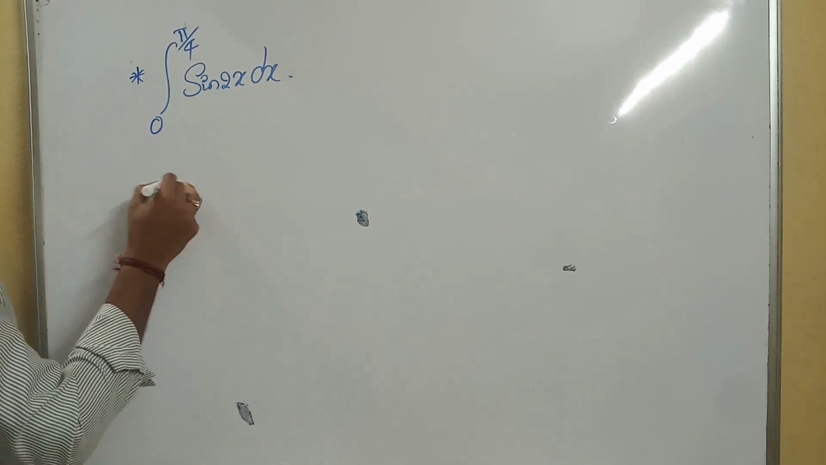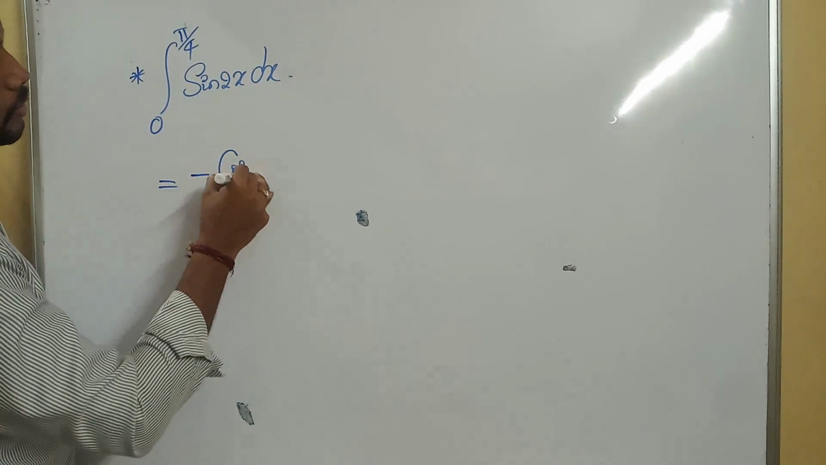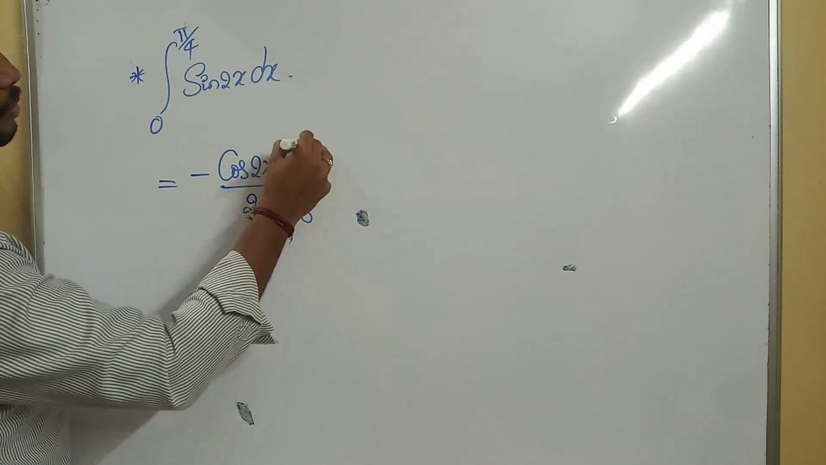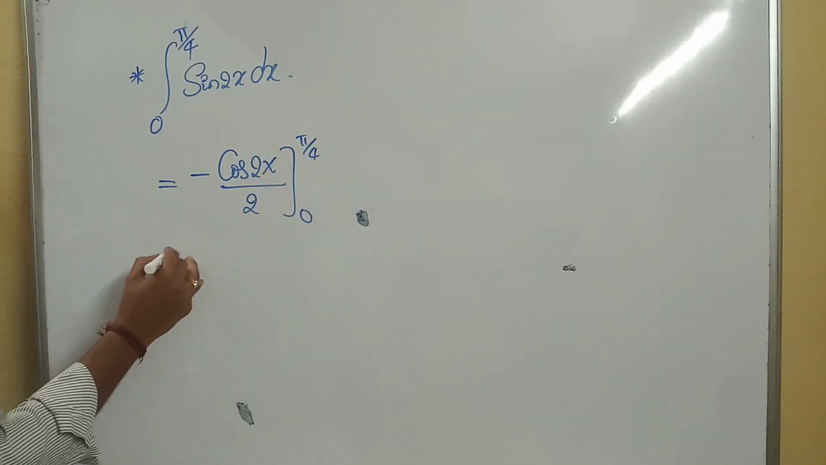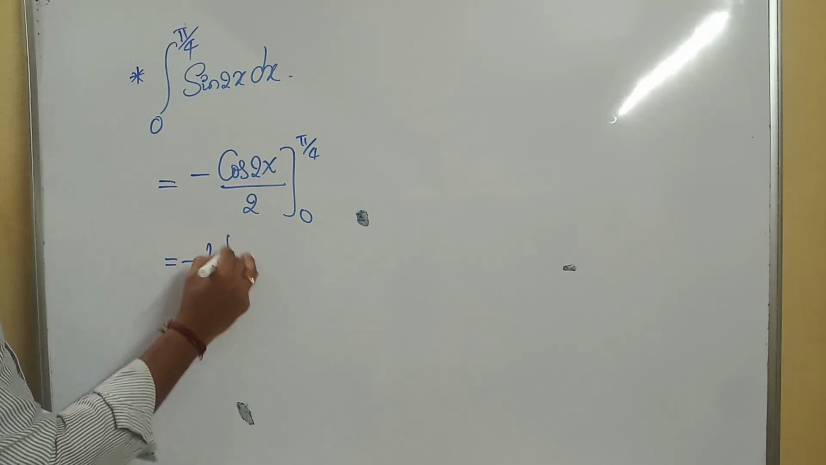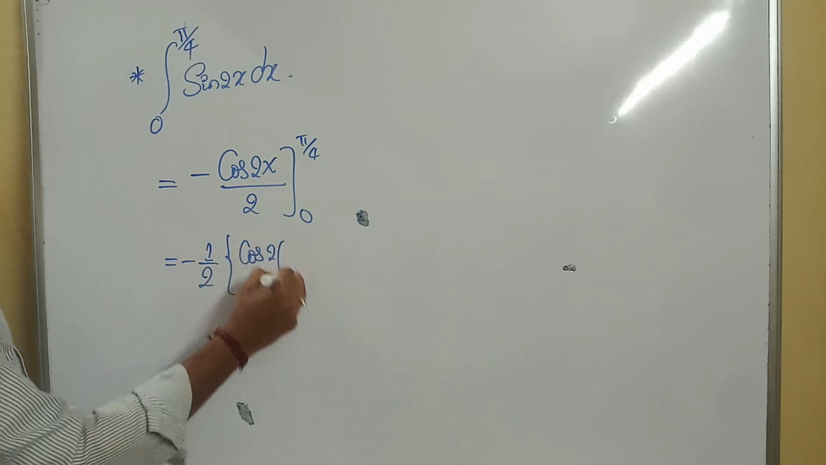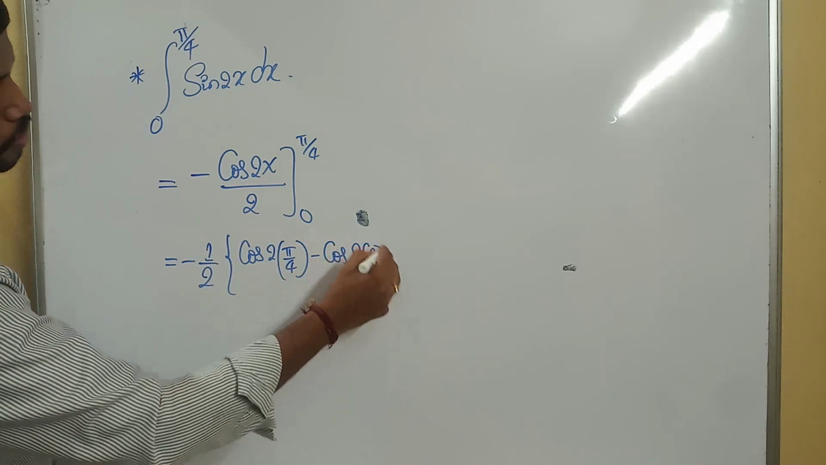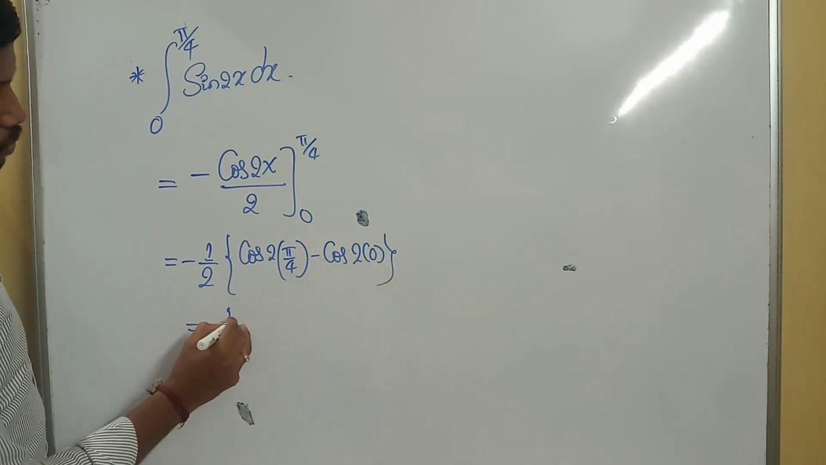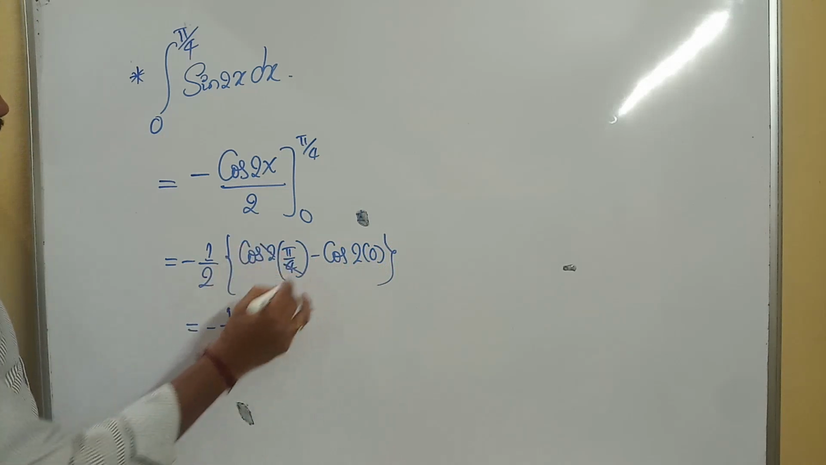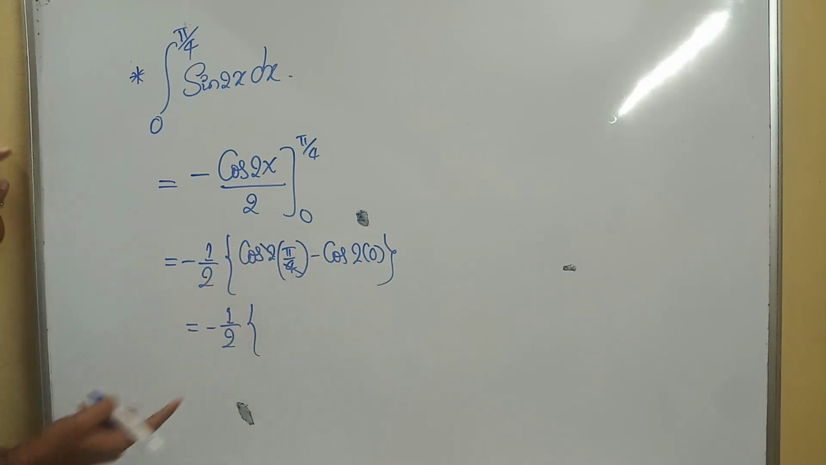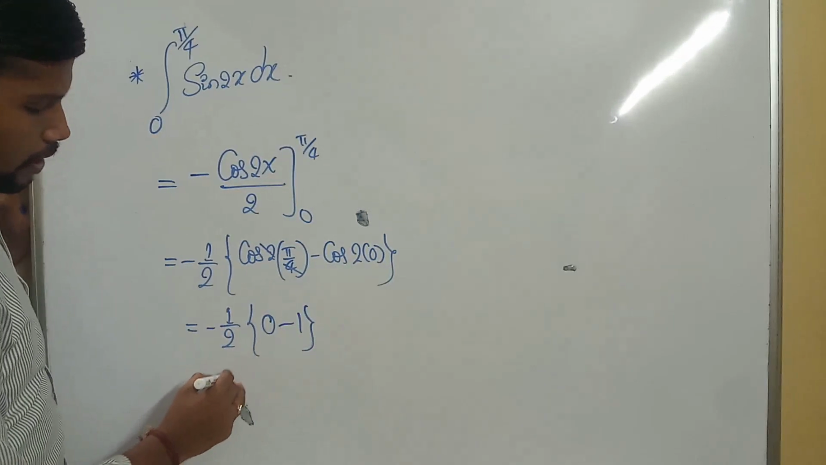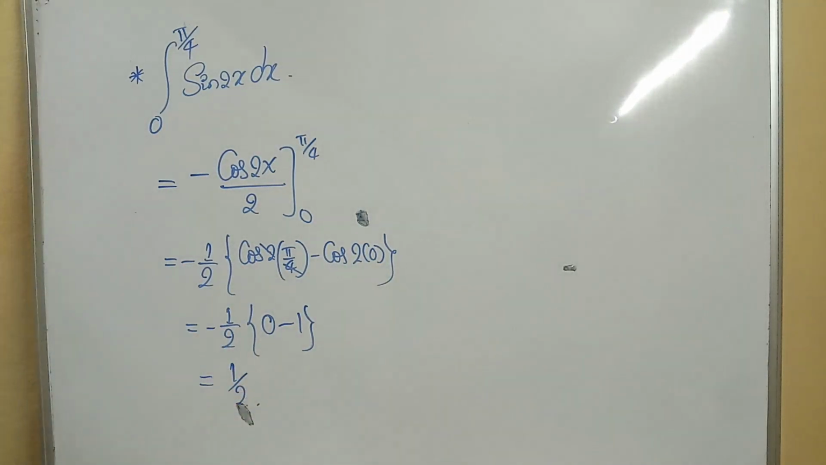Integral of sine 2x will be minus cos of 2x, and for the 2x, I need to divide by 2. The limits are 0 to pi by 4. Got it? It will be minus 1 by 2 outside. Put the upper limit value cos of 2 into pi by 4. Okay. Minus cos of 2 into 0. Okay. Minus 1 divided by 2. 2, 4 cancel. It is cos of pi by 2. Cos pi by 2 will be 0. Cos 0 will be 1. Minus of minus will be plus. It will be 1 by 2.